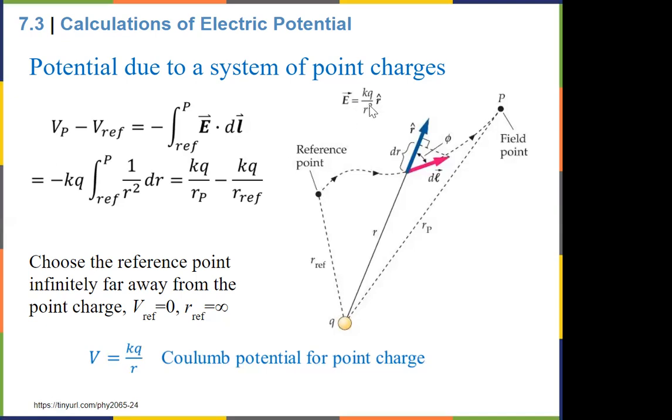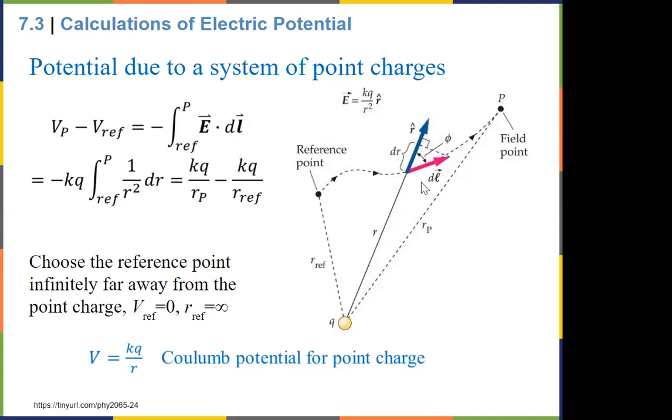So this is the E field over here, and then dr. If you are at this point over here, then this is the direction of your electric field. For dl here, you just take the component that is in this direction, and the component that is perpendicular to this direction gives you 0, because E dot dl gives 0 if they are perpendicular to each other.